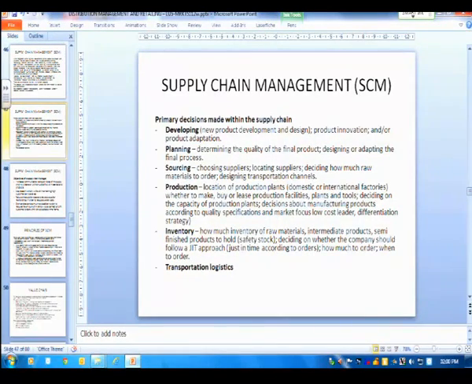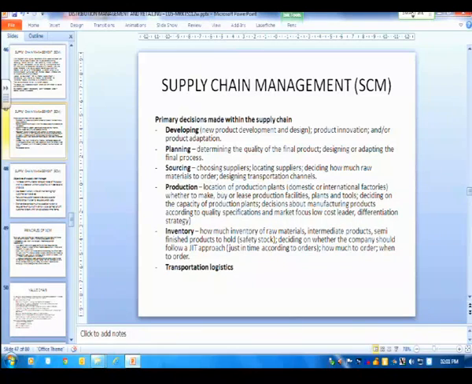Primary decisions made within the supply chain. One, developing. This involves new product development and design, product innovation, and or product adaptation. Secondly, planning. Planning involves determining the quality of the final product, designing or adapting the final process. Third, sourcing. This refers to choosing suppliers, locating suppliers, deciding how much raw materials to order, designing transportation channels.